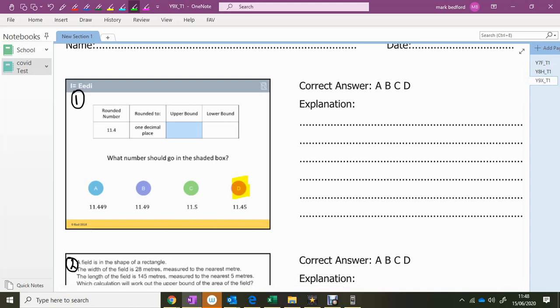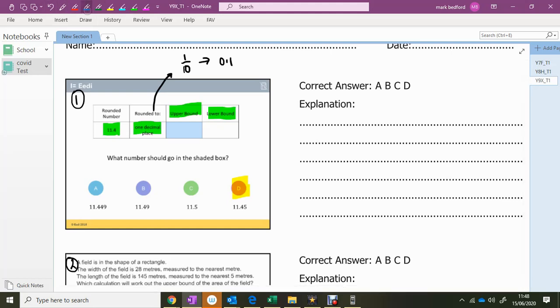Question 1. We were asked what number goes into the shaded box. It's a question about bounds, looking at upper bounds and lower bounds. We're told that we have the number 11.4 and that it has been rounded to one decimal place. If you round something to one decimal place, you are rounding it to the nearest tenth. Think of it as being in the tenths column. As a decimal, that gives you 0.1.